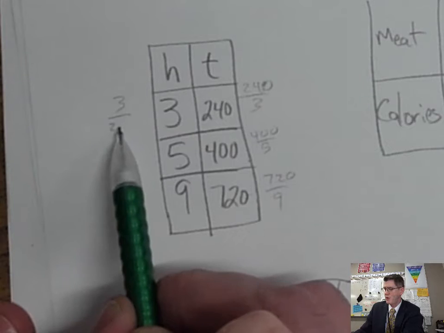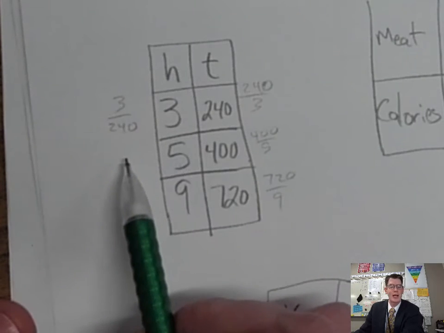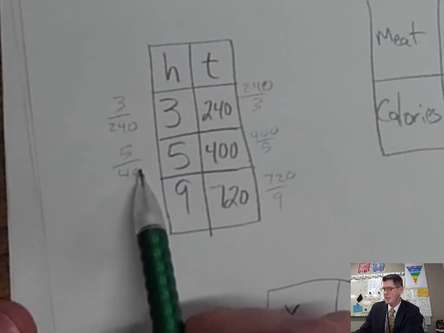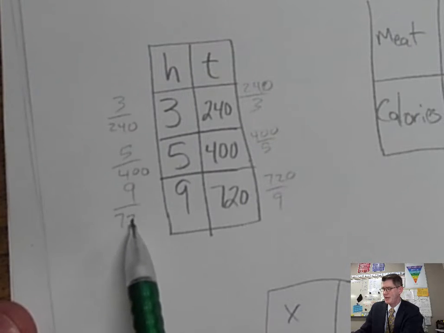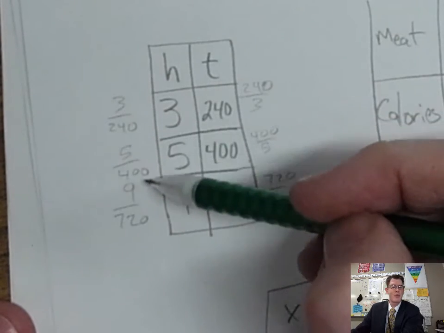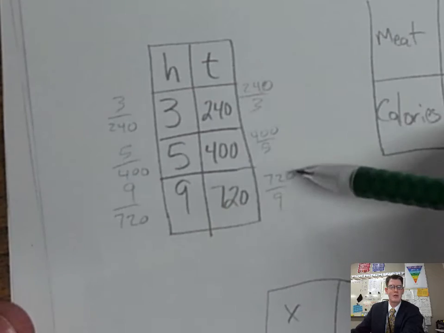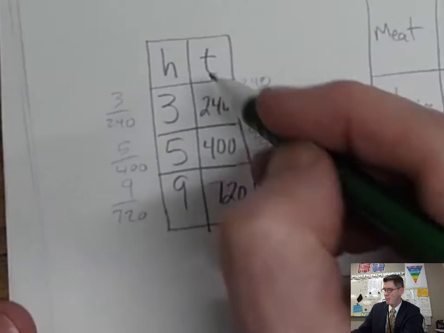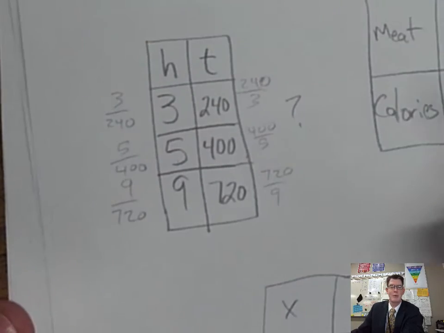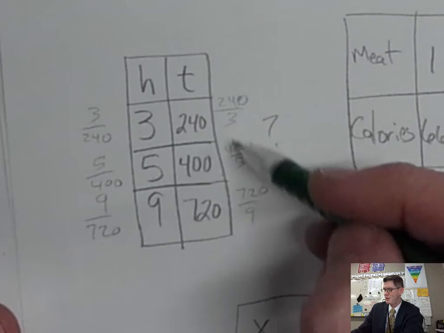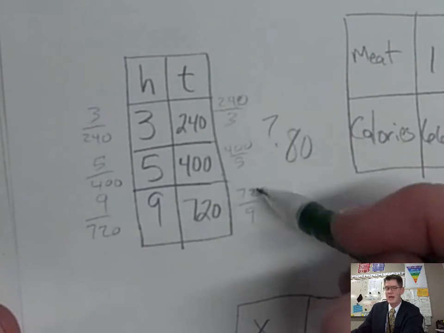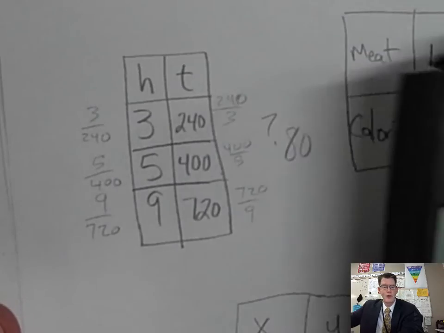You could do 3 over 240. Just as long as you set up the fraction the same way each time, you can check and see if they're proportional. So whether you type those 3 in your calculator or these 3 in your calculator, do you get the same number? That's what it's asking. You get the same number. And yes, you do. If you type it in this way, you get the answer of 80 each time. So you know they're proportional.